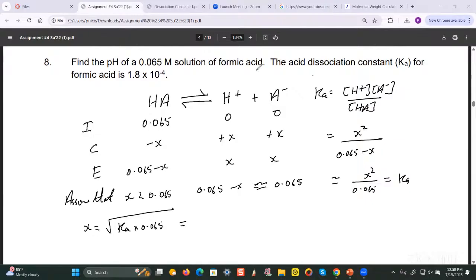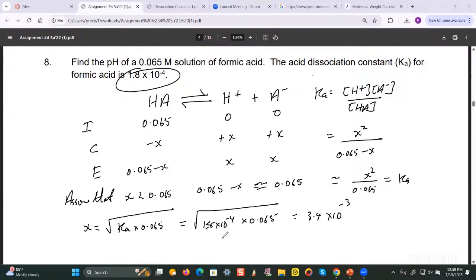And then we plug in the Ka value, which is 1.8 times 10 to the minus 4, multiplied by 0.065. So let's work this out. 1.8 times 10 to the minus 4 times 0.065. And then we find the square root of that. According to my calculations, we have to round this to 2 sig figs. So this gives us 3.4 times 10 to the minus 3.